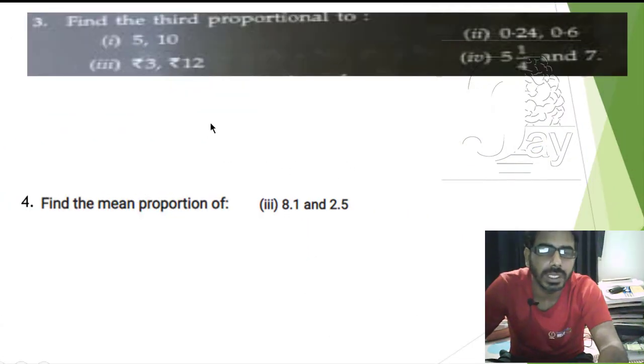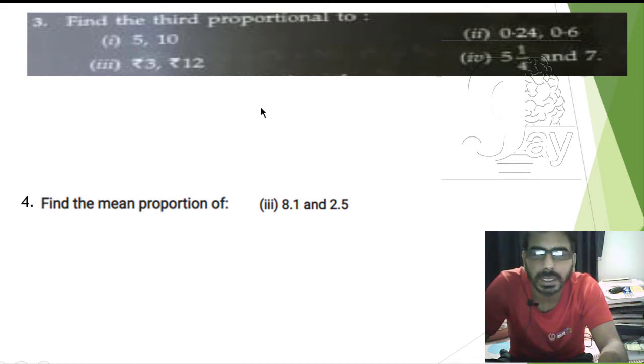Going to the next question, we have question number 3. Find the third proportional to. Now here you have two quantities and they are asking you to find the third proportional. That means there is no fourth quantity and hence this is in continued proportion. So what you are going to do is take the middle value two times. So 5 by 10 equals 10 by the third proportional. So let us assume that the third proportional be x.